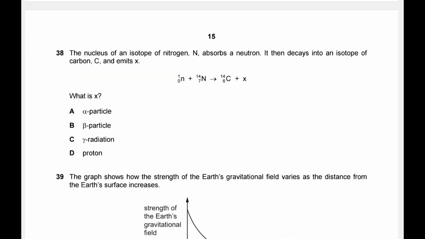Continue 38. The nucleus of an isotope of nitrogen, N, absorbs a neutron. It then decays into an isotope of carbon, C, and emits X. What is X? Okay, 0, 7, 6, so this must be 1, and then 15, so this is 1. 1, 1 is a proton.